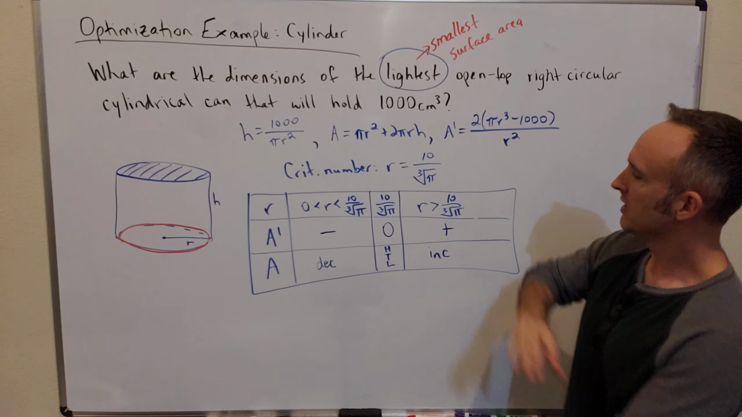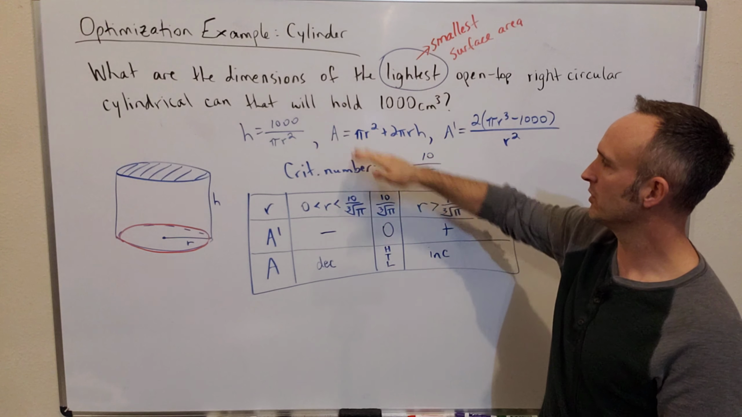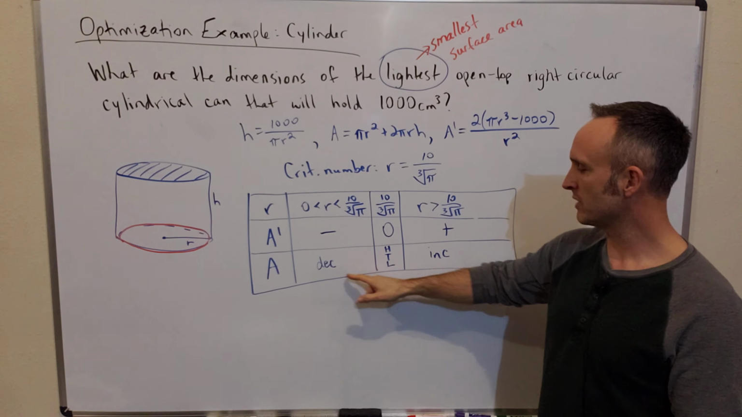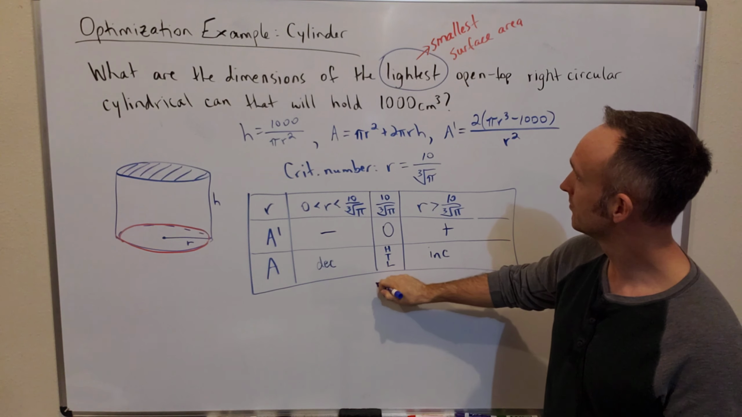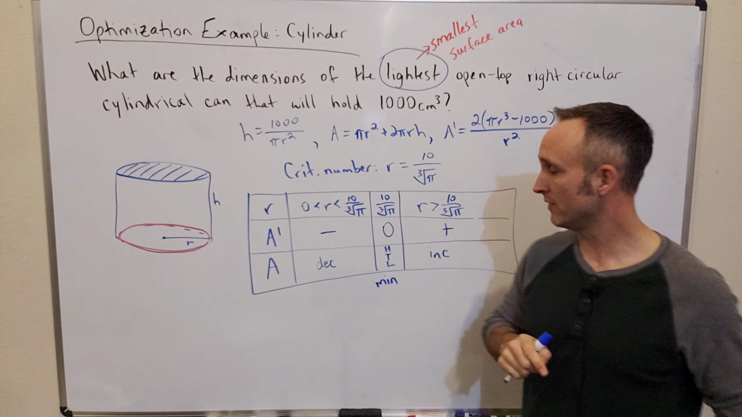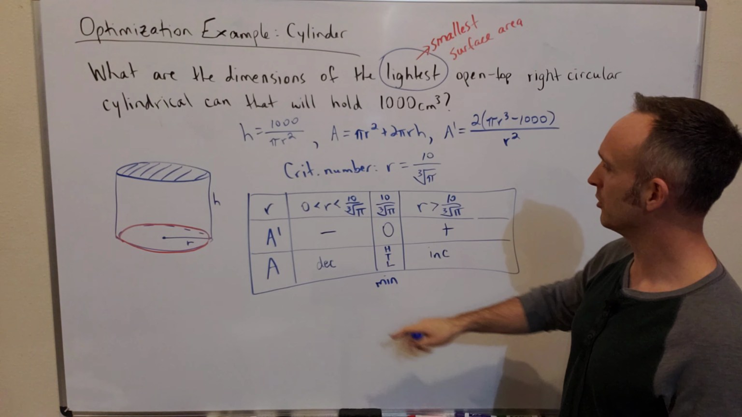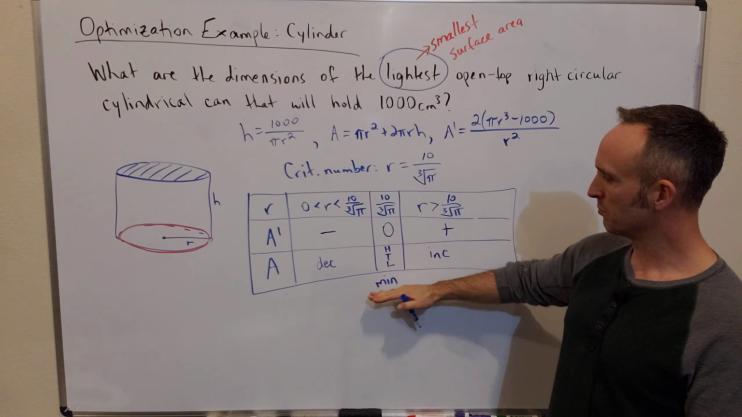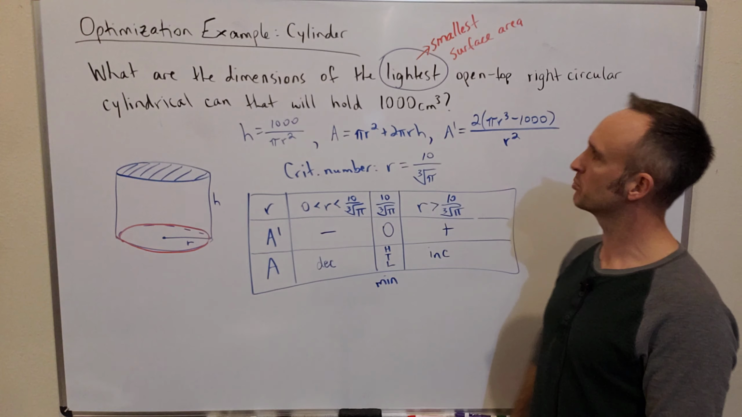And we've got our area function, which is continuous everywhere, and it's decreasing, horizontal tangent line, and increasing. So this will be a minimum for the surface area function. Okay, it's an absolute minimum. There are no others. So this is the smallest. This r value will yield the smallest surface area in this problem.